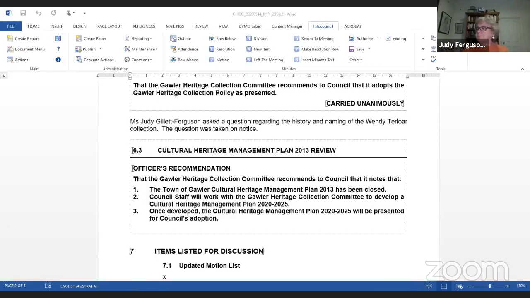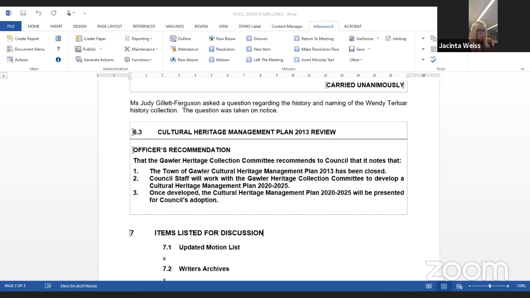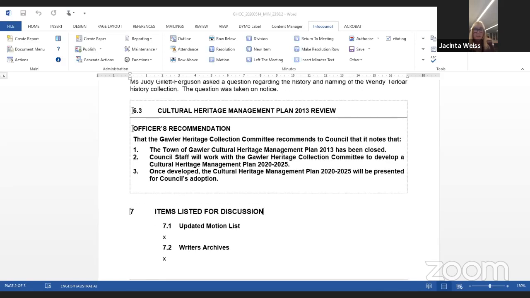6.3, Management plan. Did you want to speak to this, Jacinta? Thank you, Chair. The Cultural Heritage Management Plan 2013 predates the committee. It predates the Cultural Heritage Centre. It was an initiative of the library, funded through a grant. It provided a very detailed outline of the collection and the plan forward for managing the collection.